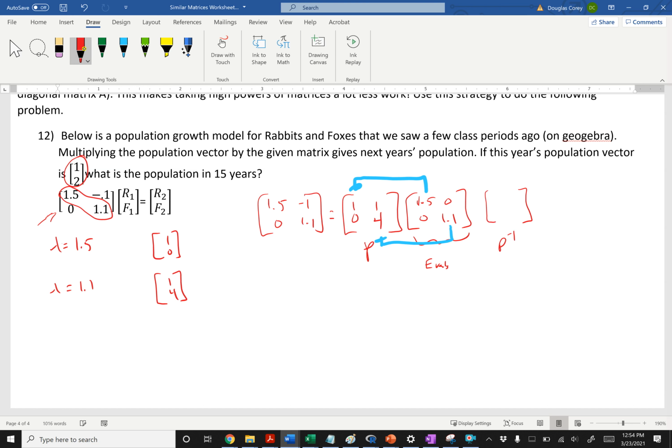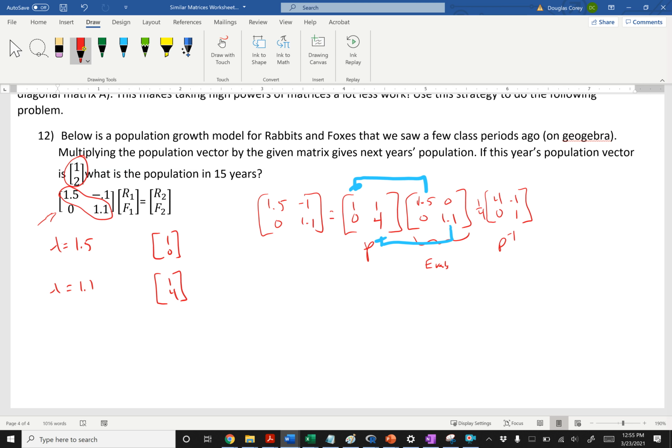And since this is a 2 by 2, I can rewrite that as 4, 1, 0, minus 1. So I swap the downward diagonal, swap signs in the upward diagonal, but then I have to divide by the determinant. The determinant here is 4 minus 0. It's 1/4. So there's P inverse.